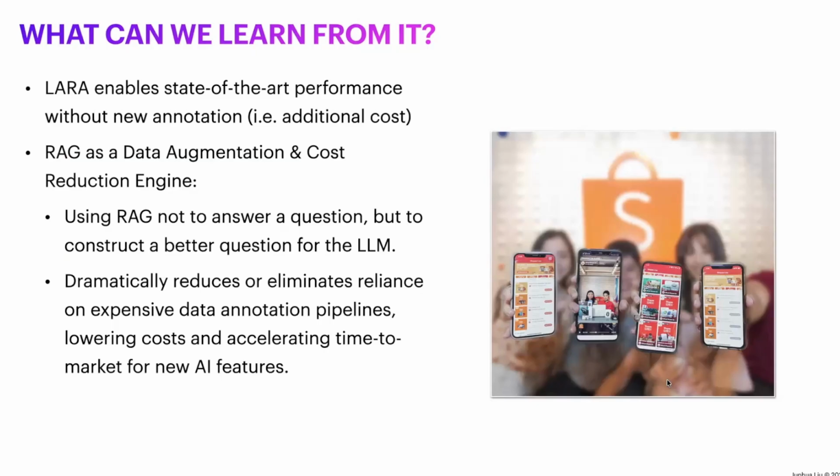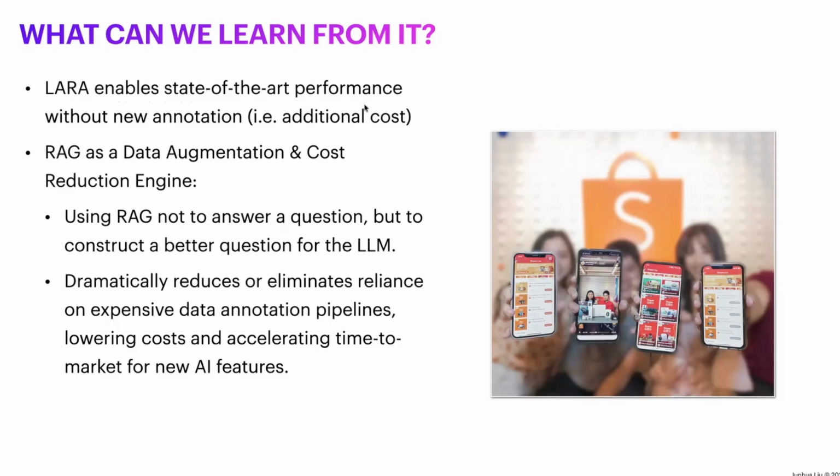Okay, what are the learning points from this example? From the results perspective, LARA enables state-of-the-art performance without new annotation, and this is much harder than it literally sounds. Generally, if you want to improve a model's performance, one way is to improve the quality, coverage or quantity of the data. Making performance better without changing the data, without changing its coverage and without adding new labels actually requires a lot of innovation and engineering work.